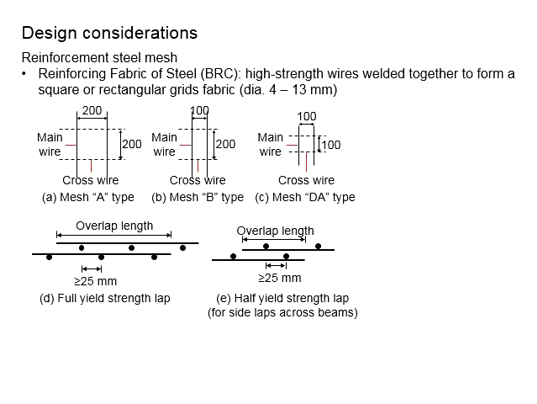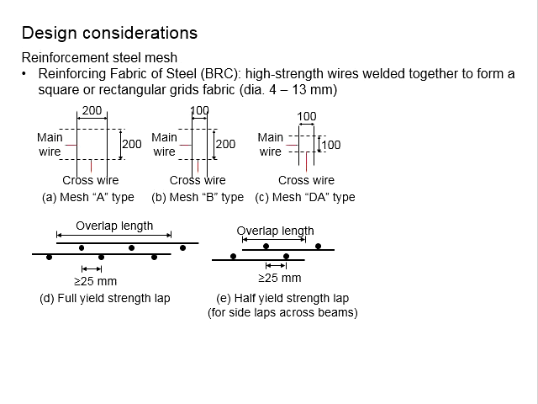This normally happens when your slab is relatively big, exceeding the maximum length of the BRC of 12 meters, so you require an additional BRC to extend the length, in which case you need to ensure the stress is effectively transferred from a BRC to another. In this case, we will use the full yield strength lapping.